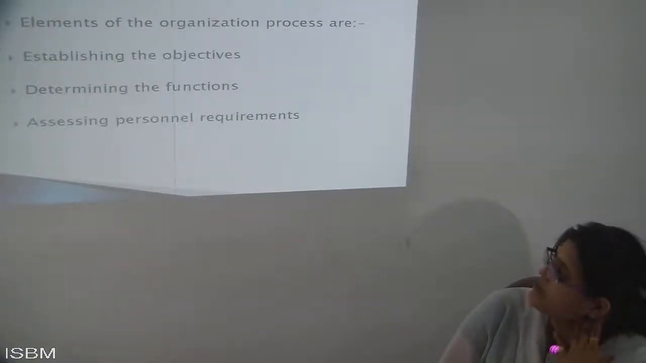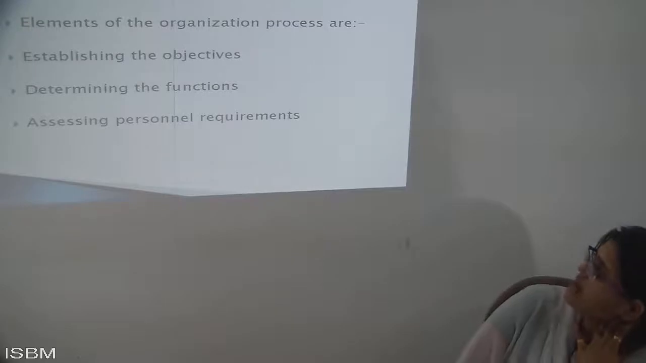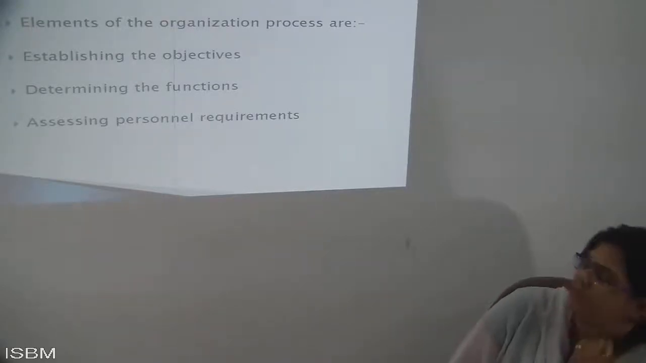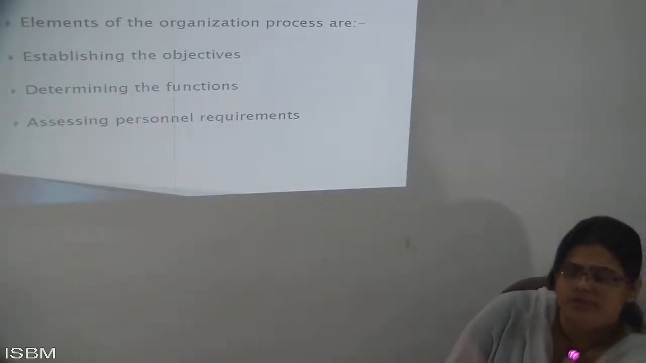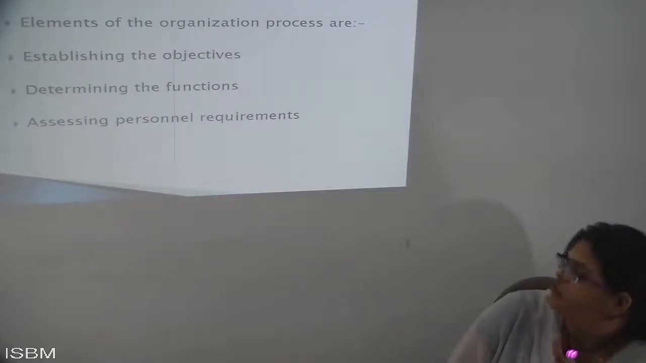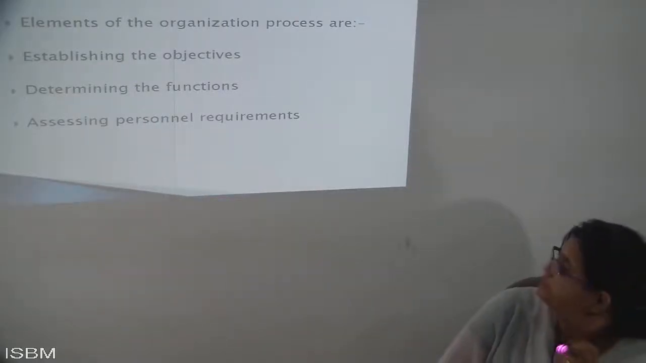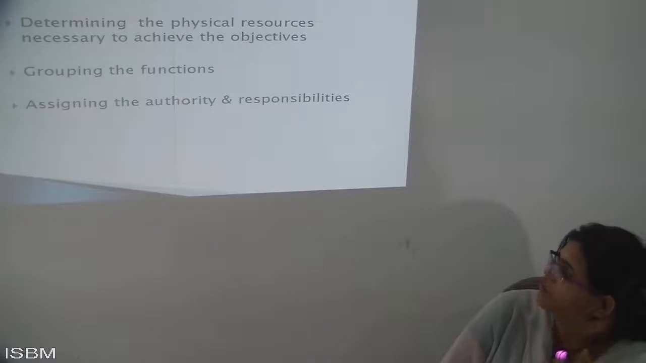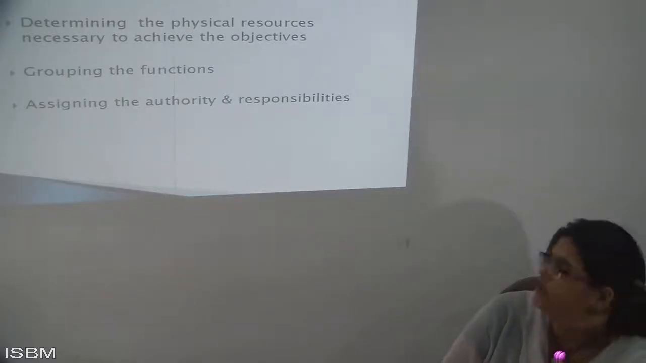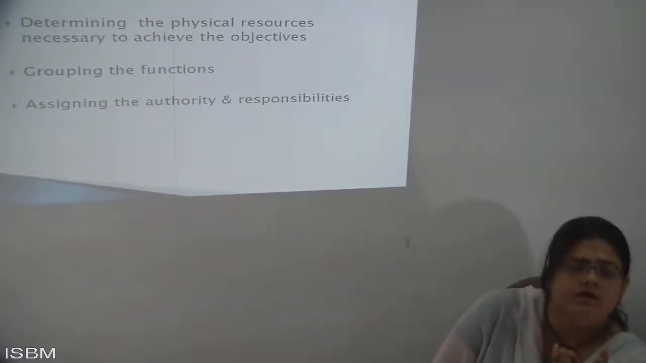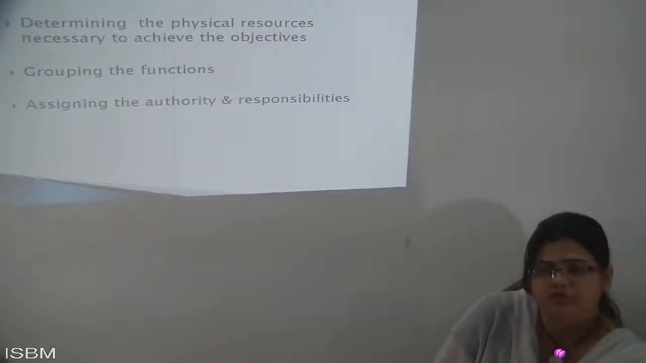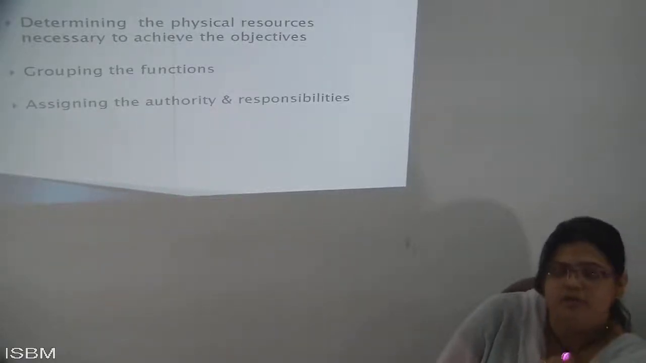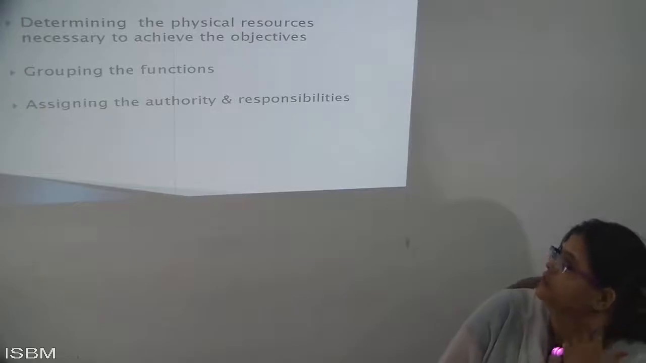So these are the principles, these are the elements of an organization process. First, you need to see the objectives. Second, functions: you need to assign personnel requirements. Next, you should know about the physical resources, whatever has been given. Then you need to complete it with the help of the objectives and its resources.